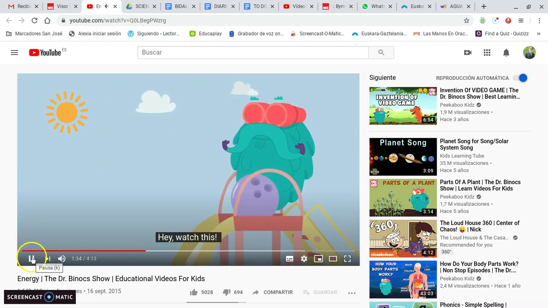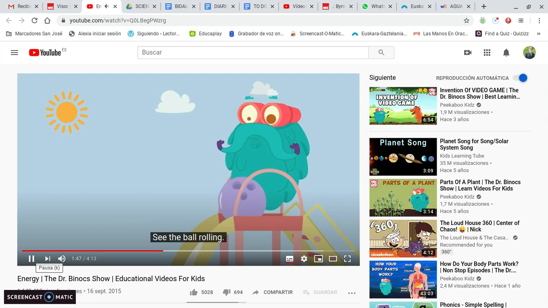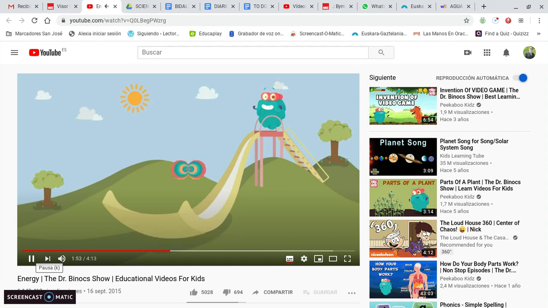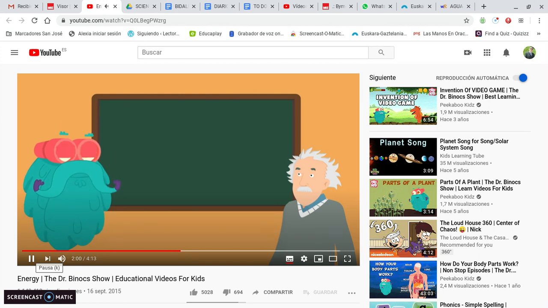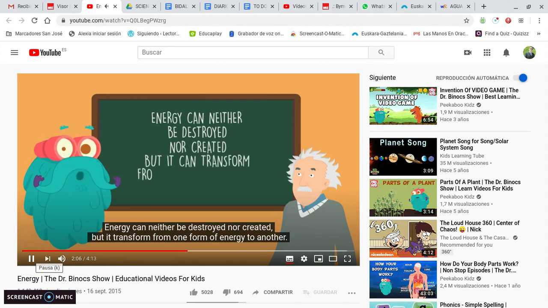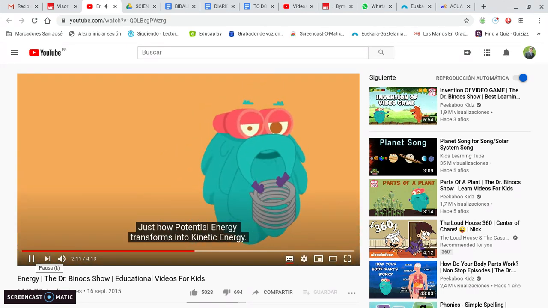Hey, watch this. See this ball? Right now, this ball has potential energy in it. This means that there's energy stored inside this ball. Let's push this now. See the ball rolling? Well, now it has kinetic energy in it. So I'm going to tell you something that you must remember for the rest of your lives. Energy can neither be destroyed nor created, but it can transform from one form of energy to another. Just how potential energy transforms into kinetic energy.